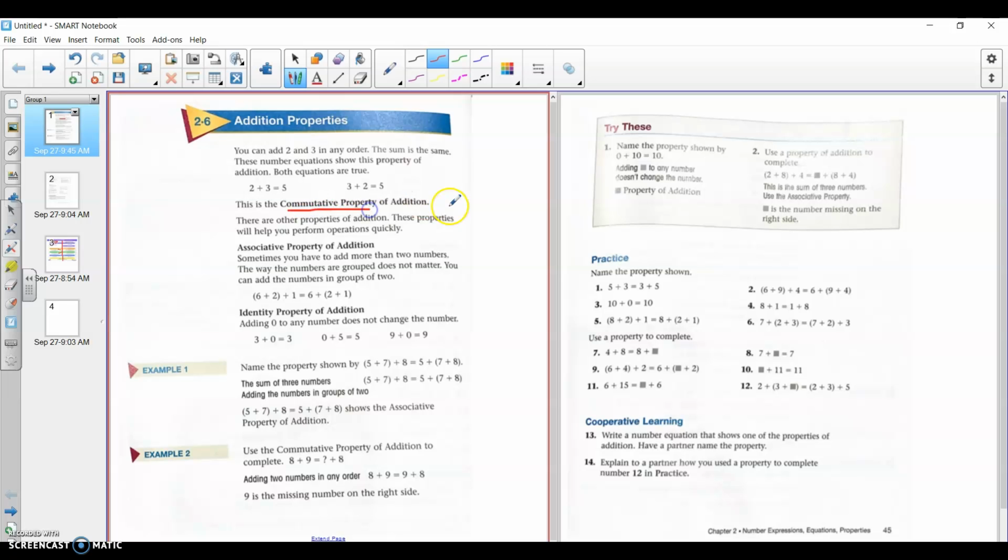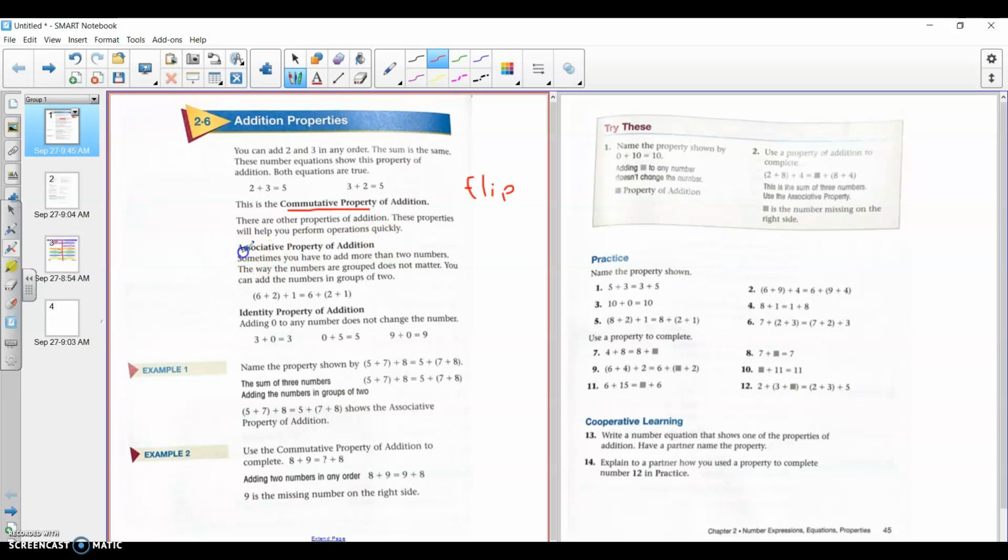And another word that I would add to this is the word flip. You can flip those numbers around, 2 and 3, and you would still end up getting the same answer when you add them. There are properties of addition. These properties will help you perform operations quickly.